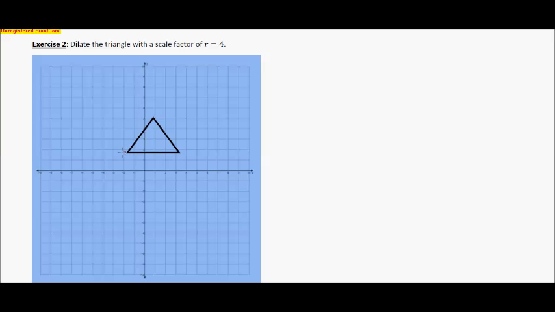Well, let's label these points to begin with. And again, we're going to label it A, B, and C. So I'll go over here and I'll just list the coordinates for A, B, and C. Let's see, this one looks to be at -2, 2. B seems to be at 1, 5.